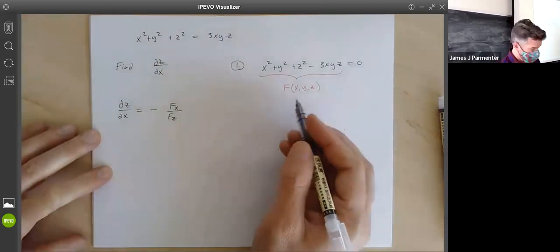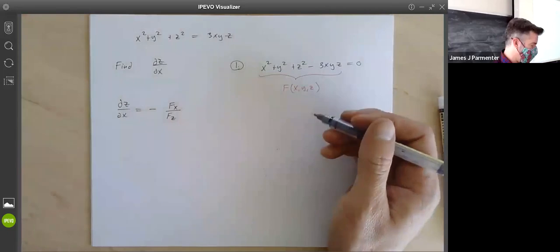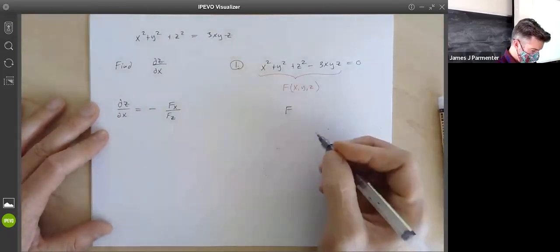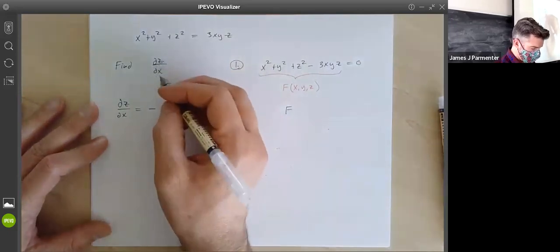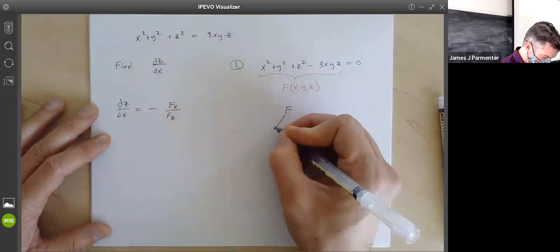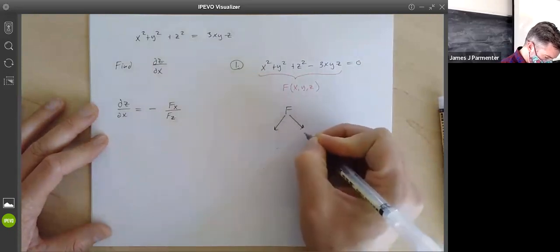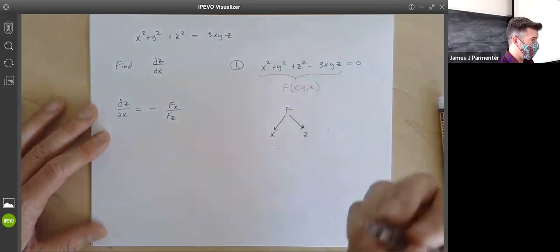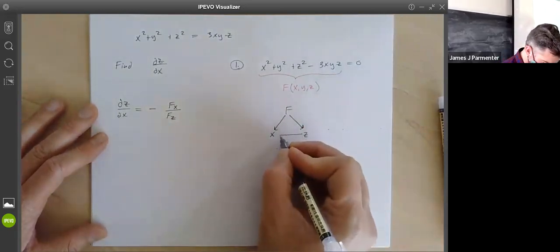We can also do it the long way, or not the long way, but the writing that way. The idea here is I'm thinking of f. If I'm trying to find del z del x, I'm going to treat y like a constant. I'm going to think of f as a function of both z and x. I'm thinking of z as a function of x as well.